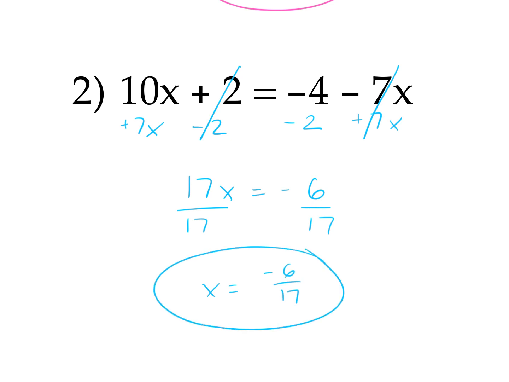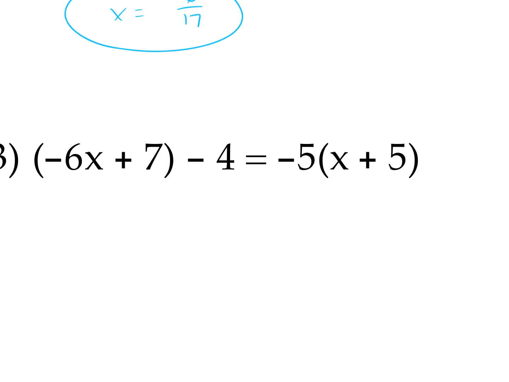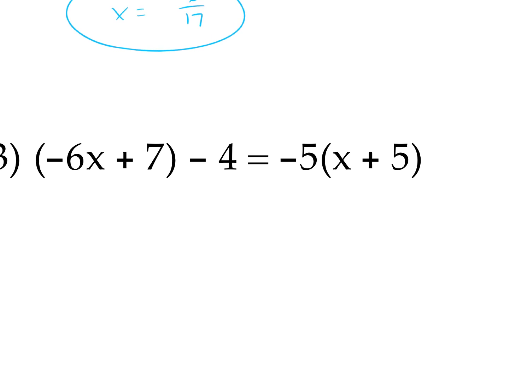All right, let's do number 3. For number 3, what should we do first? Awesome. We want to distribute the negative 5. Does the negative 4 get distributed? No, that's just a minus 4. So we can just get rid of our parentheses here and combine our like terms on the left side too. So on the right side, when we distribute negative 5, we have negative 5x minus 25.